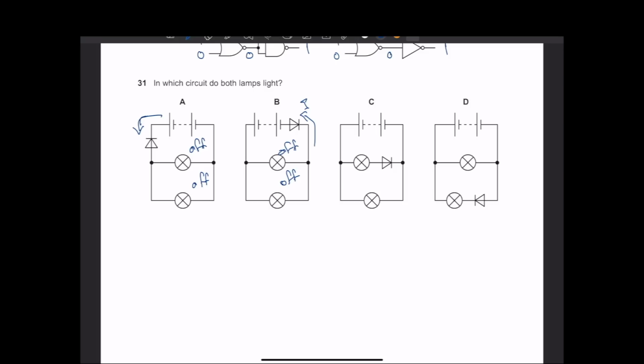In that circuit, the current will go through this way, which is allowed, and also the current will go through this way, which is allowed. So C is the answer, I have no doubt. Here the current won't go through that direction. It will be blocked. So this one will be off, and this one will be on. And in the previous one, both are on. They ask about both. So my answer is C. That was 31.